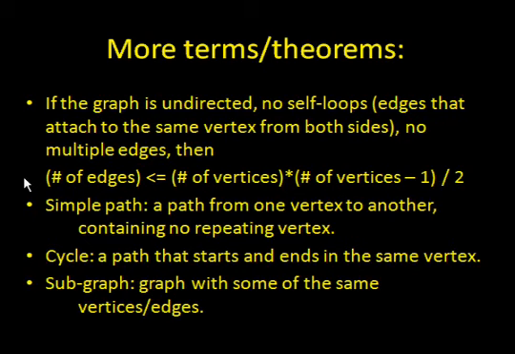Alright. A simple path is a path from one vertex to another containing no vertex that repeats. A cycle is a path that starts and ends in the same vertex. A subgraph is a graph with some of the same edges and vertices of a larger graph.